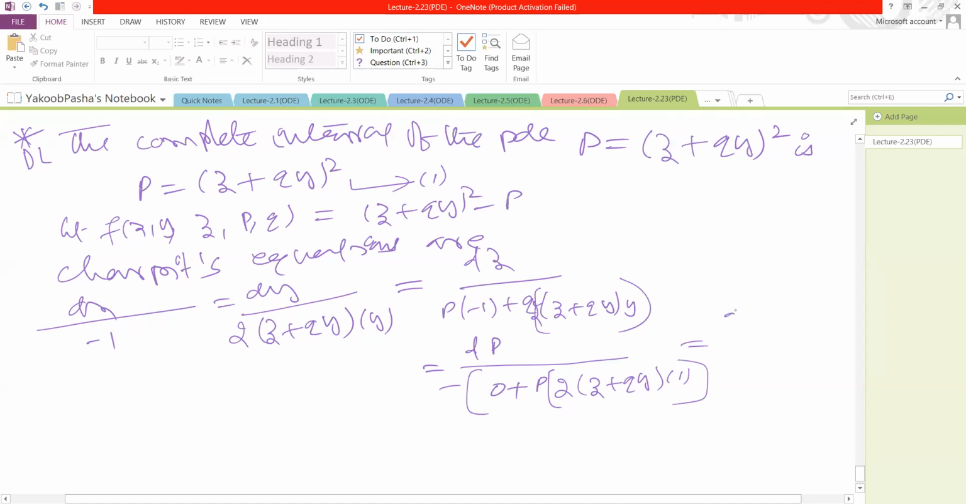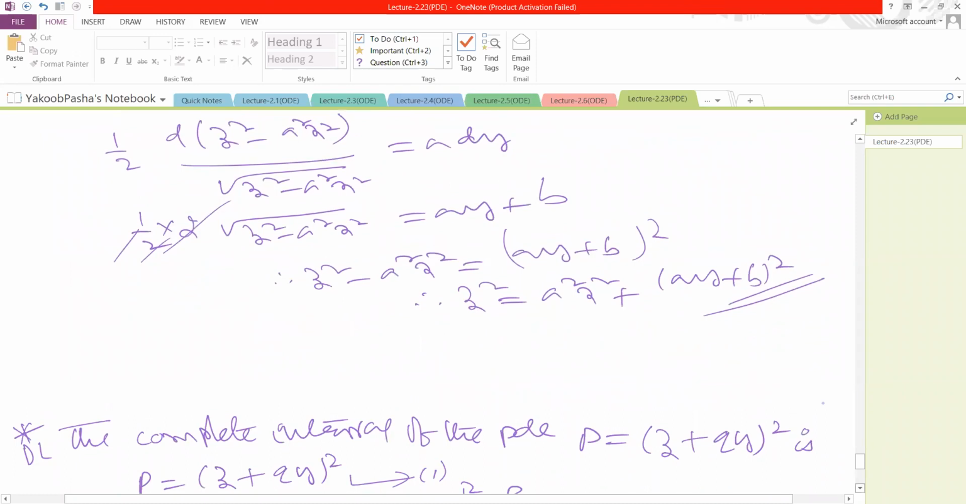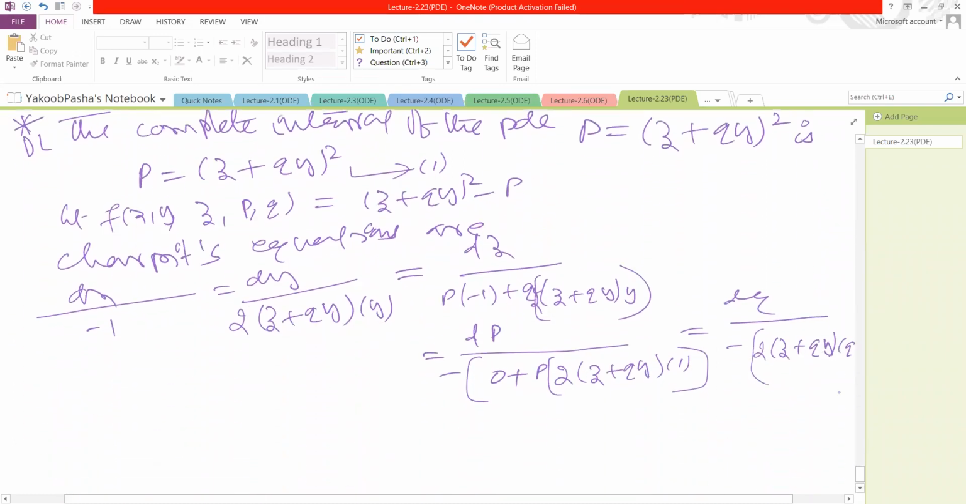is equal to dq by minus of fy. Fy means 2 into (z plus qy) into q, plus q into fz. Fz means the same term, so 2 into (z plus qy) into 1.